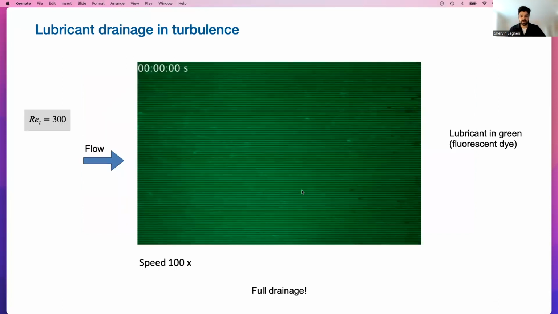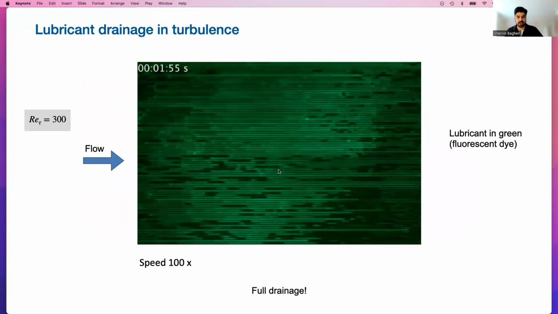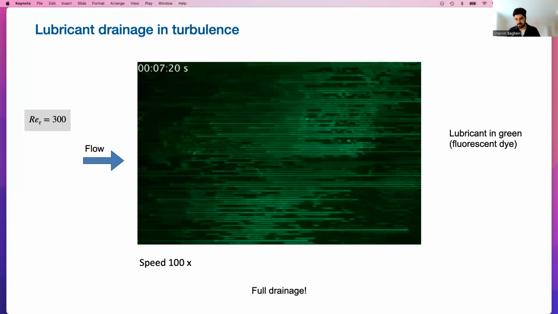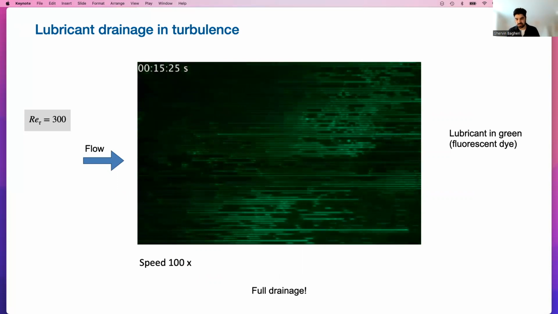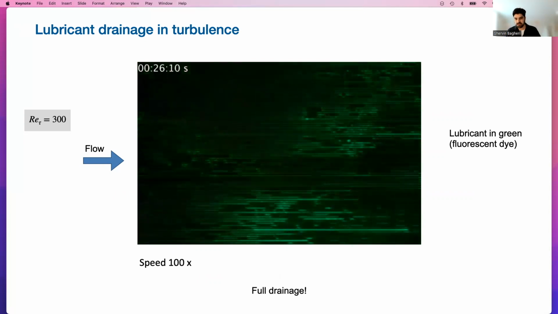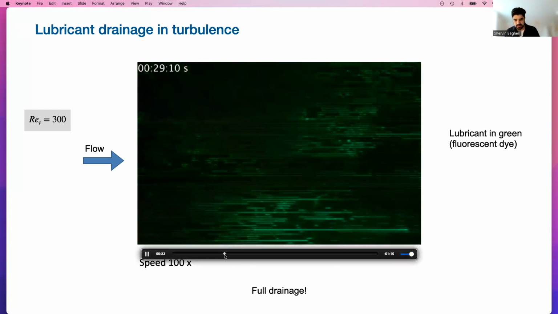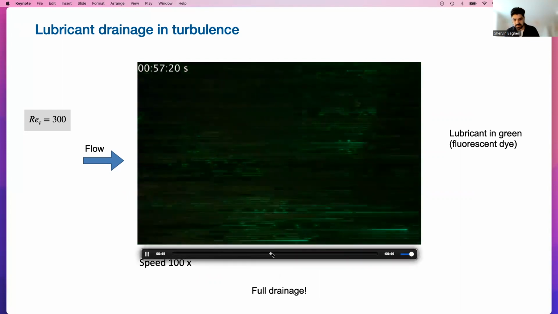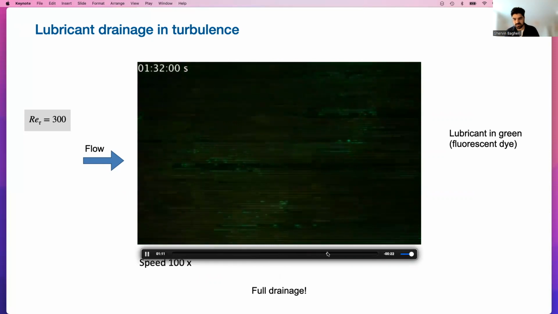So if we look at the lubricant now from above, we can see that it de-wets, so the dark regions are emptied of the lubricant. You can see that gradually the grooves drain, and it gets darker and darker. Now let's see how long this movie is. I can fast forward a little bit. Eventually, we just get the fully drained surface, right?